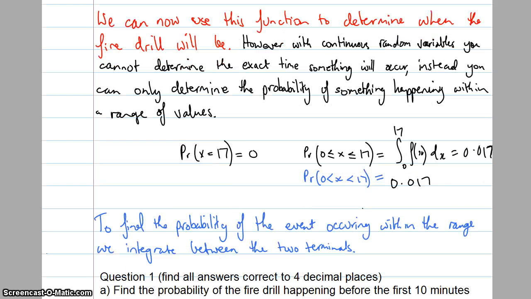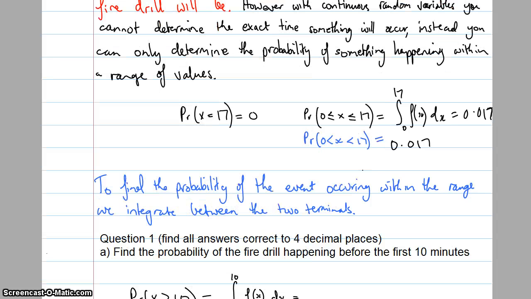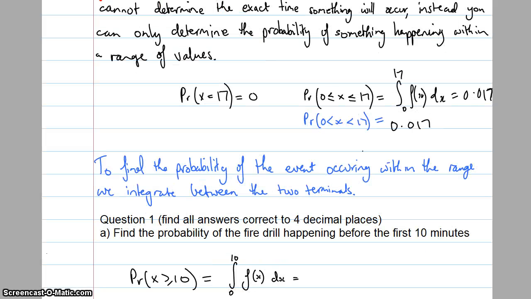So, question 1, and we're going to find all of the answers correct to 4 decimal places, not 14 decimal places. That'd be crazy. Find the probability of the fire drill happening before the first 10 minutes. I guess this is fairly similar to what we had before. I actually made a mistake here. If it's before the first 10 minutes, then that has to be facing that way.